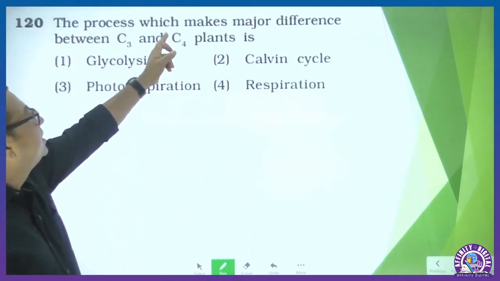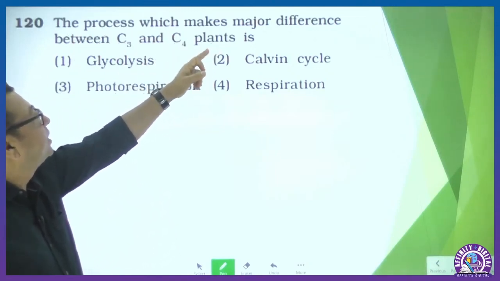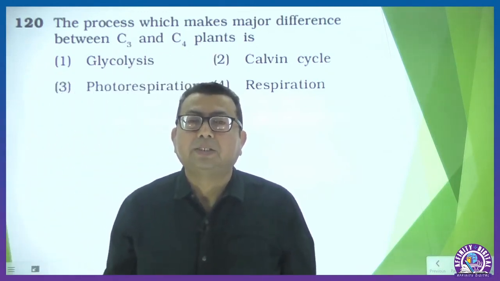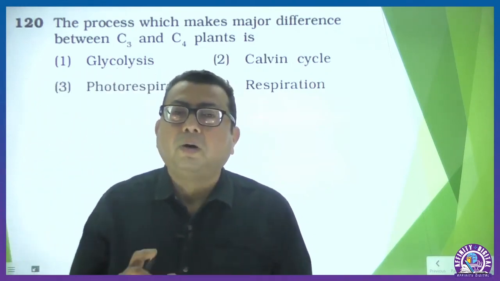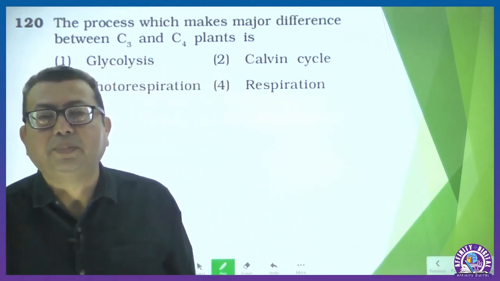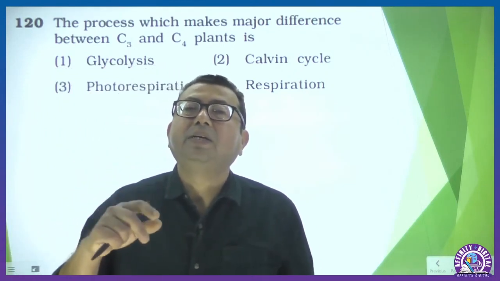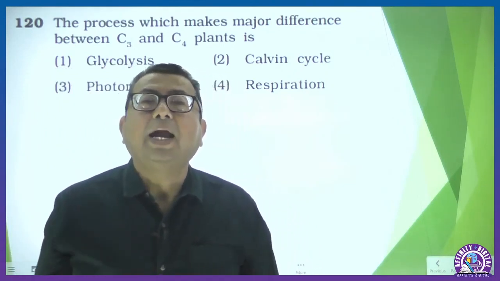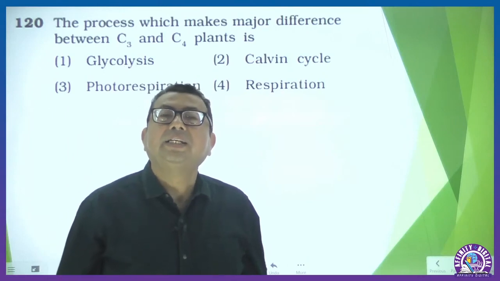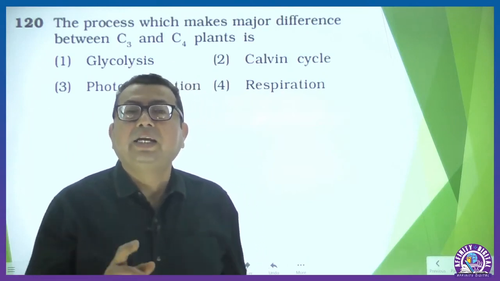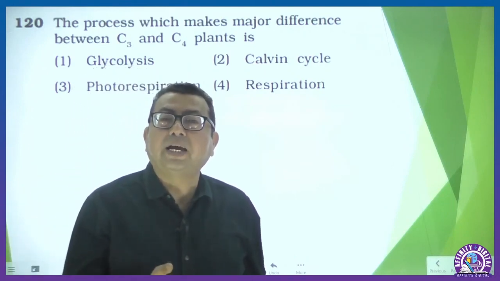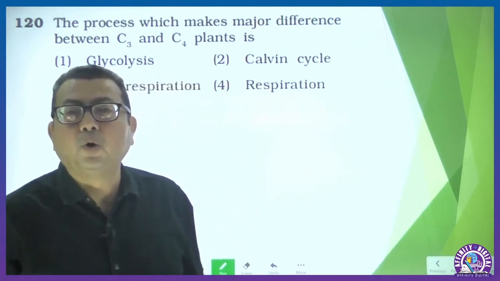Next question, another question on photosynthesis. The process which makes the major difference between C3 and C4 plants. Dekhiye, majority of the plants in this duniya are C3 plants, because all algae, all bryophytes, all pteridophytes, gymnosperms, and 99% of angiosperms are C3 plants. In C3 plants, when light intensity is very high, a wasteful light dependent respiratory process occurs called photorespiration. And when photorespiration occurs in a C3 plant, sugar synthesis stops in the plant, because the enzyme that starts photorespiration is rubisco.